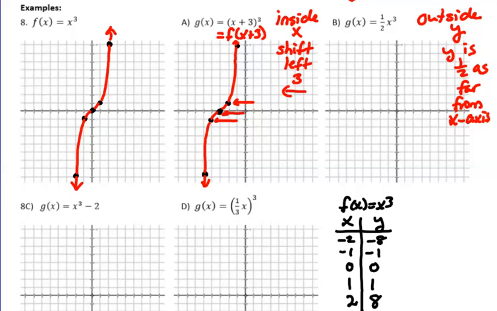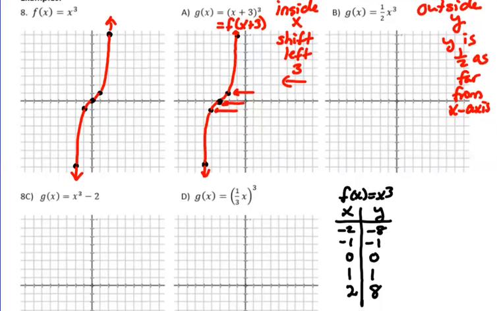So I'm going to take each one of my key points and make y half as big. Basically what I'm doing on this table of values is I'm finding x cubed and then multiplying it by half. So instead of -2, -8, I would have -2, -4. Instead of -1, -1, I would have -1, -1/2. 0, 0 does not change. So if I plot these points, I have 0, 0, I have 1, 1/2, and I have 2, 4. Then I also have -1, -1/2, and -2, -4.